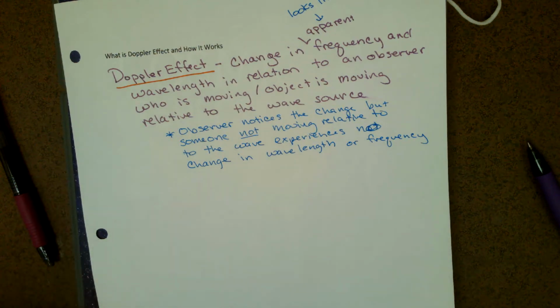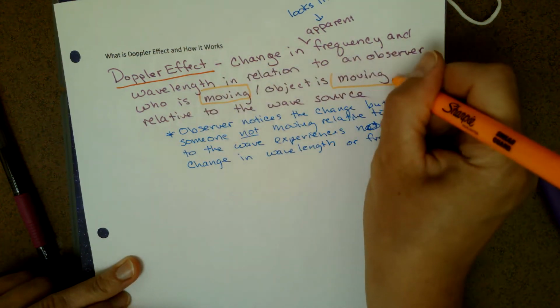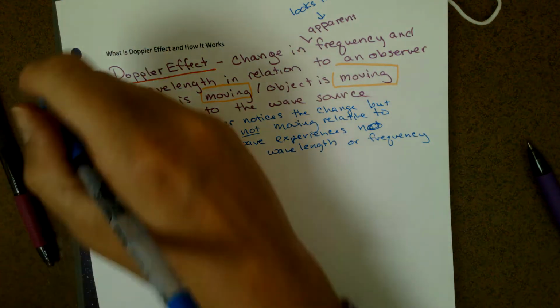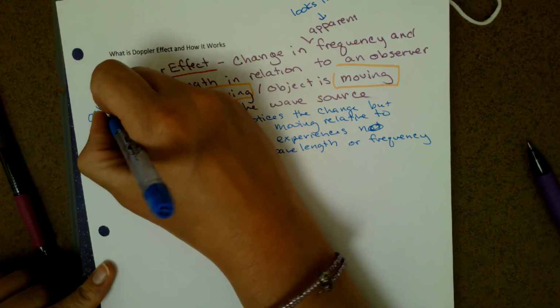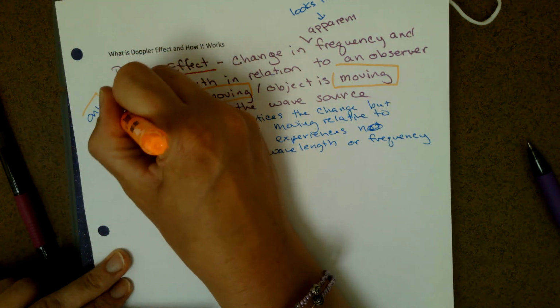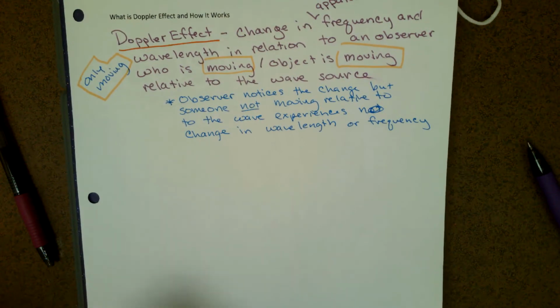The big key here, the big idea I want you to remember, is that we're talking about something that's moving. That's why I'm coming back with this orange here. It only works with moving things. Things that stand still, it does not work for. The Doppler effect is really important for understanding things like the Big Bang. It's also used to measure the rates of orbits of planets. It has a variety of applications.